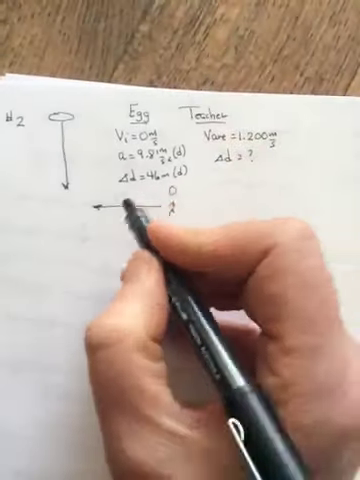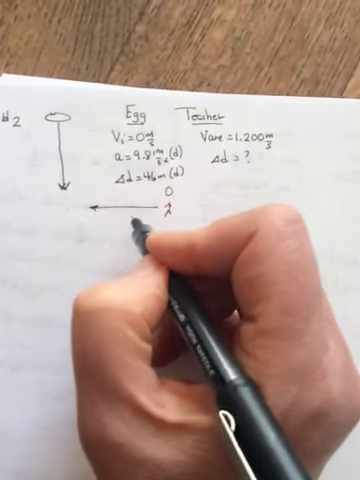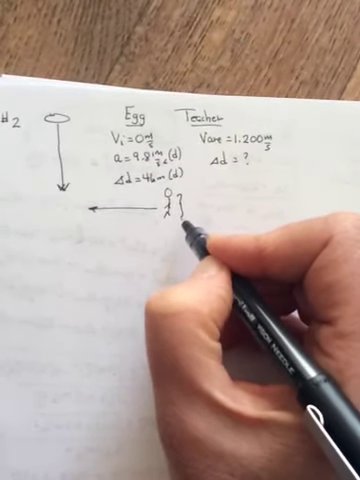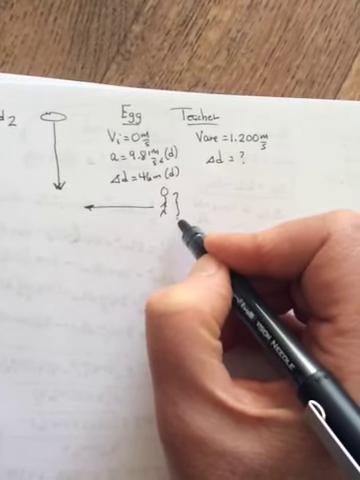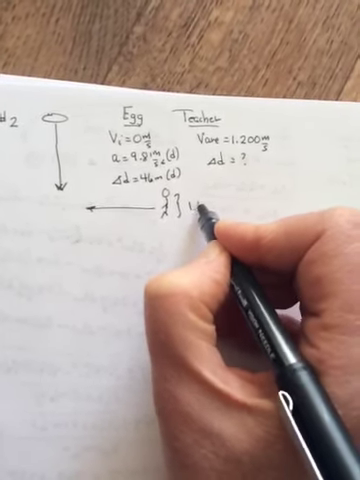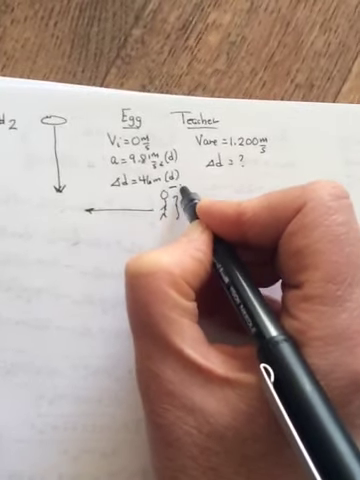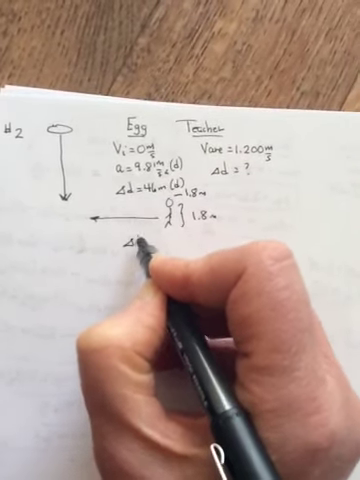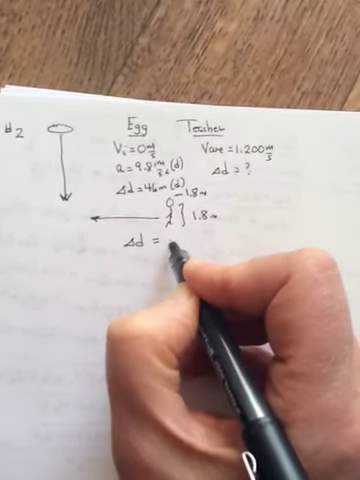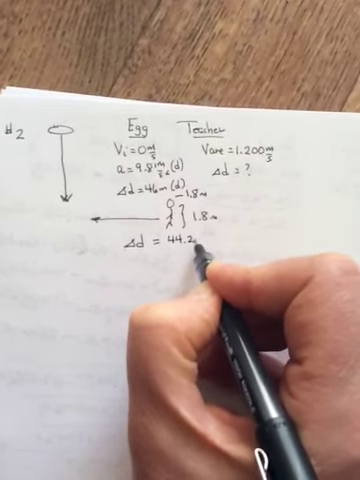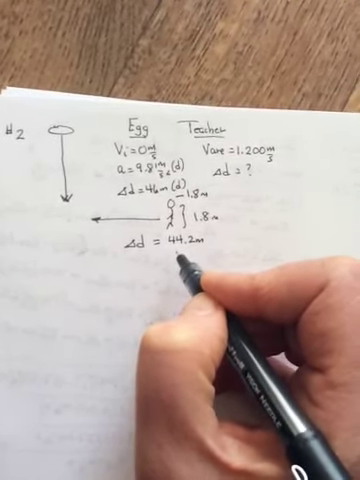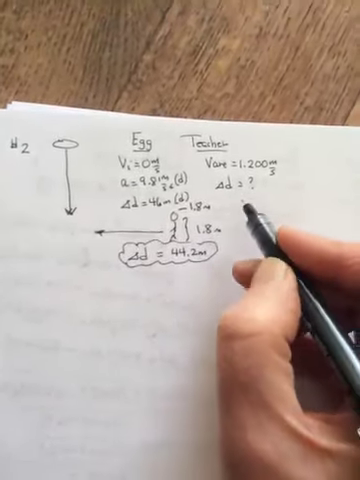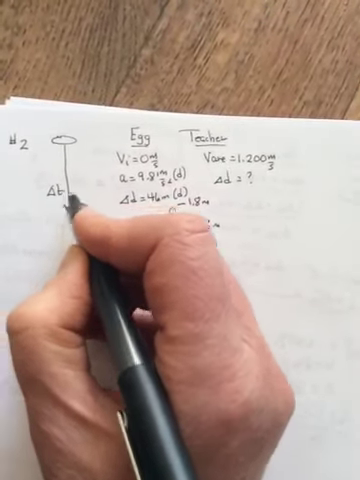How are the times connected? Well, the time that it takes the egg to fall is the time that it takes the teacher to walk in. And actually, the teacher was 1.8 meters tall. So the delta D that the egg has to fall isn't really 46 meters. It's really 44.2 meters because you want it to hit the teacher on the head. You should always read the whole question before you start it. Okay, so how are the times connected? They should be the same.